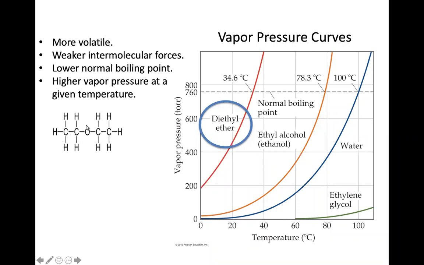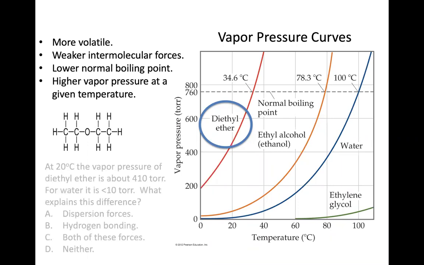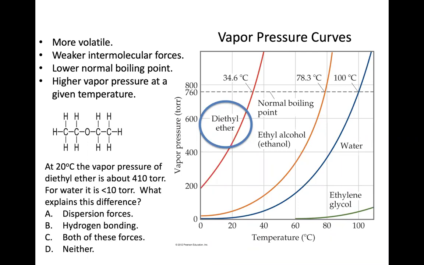So let's now practice this with something we might have on a test. This is one of the cases where I'll give you the observation, I'll give you the data, and I'm going to ask for an explanation. So here is the data. At 20 degrees C, the vapor pressure of diethyl ether is about 410 torr. For water, it is less than 10. What explains this difference? Let me send you a polling question on this one.